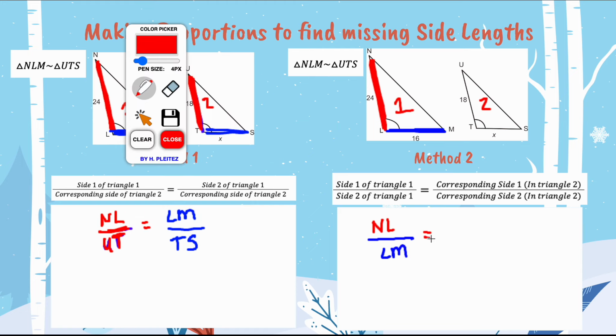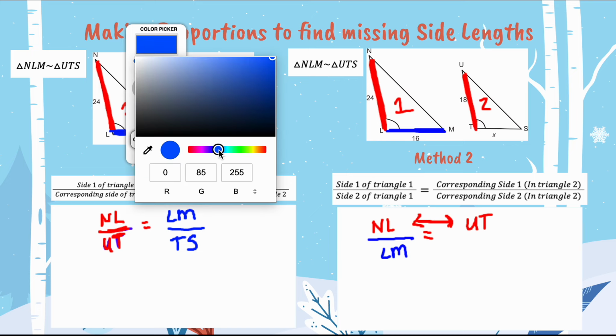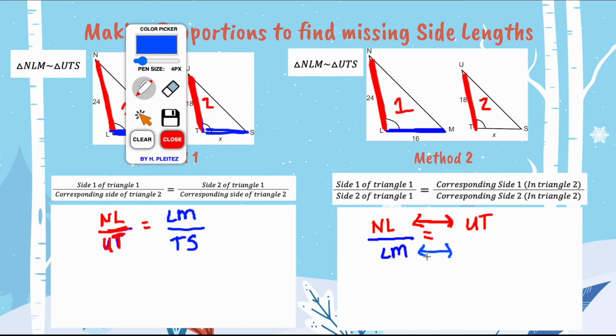Now we're going to set that equal to, now our numerators in this method are going to go together. Like these are going to be the corresponding sides, right? So our first numerator in the second fraction is our corresponding first side. So NL and UT go together, right? And then my denominator is going to be the corresponding second side that I chose from my triangle 1, which is going to be TS.